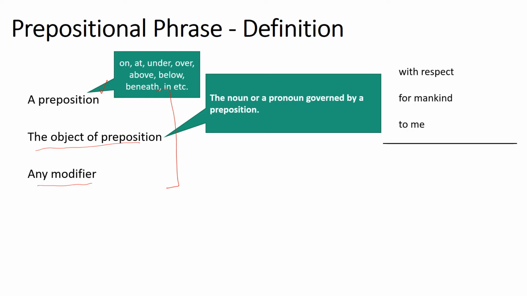Let me give you an example. If I say with respect, for mankind, or to me, now all these phrases are what? They are the prepositional phrases. Why? Because we have a preposition with, a preposition for, and in the last phrase, to me, the preposition is to. Now respect is an object of preposition, mankind is the object of preposition for, and me, although me is not a noun but it is a pronoun, and we have an idea that an object of preposition can be either a noun or a pronoun. So again, me would also be an object of a preposition too.